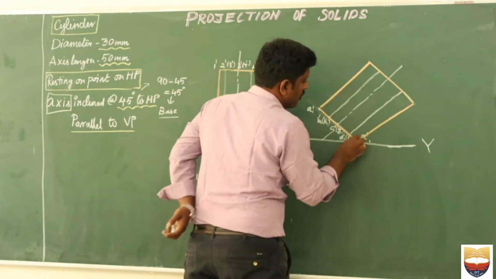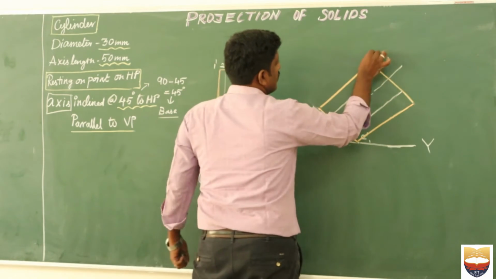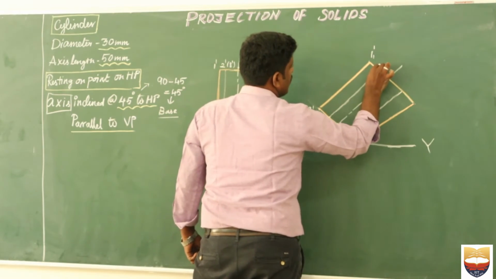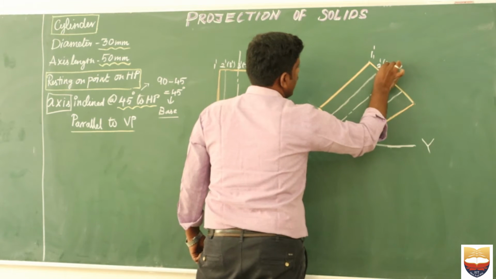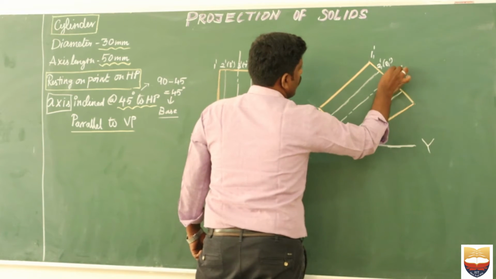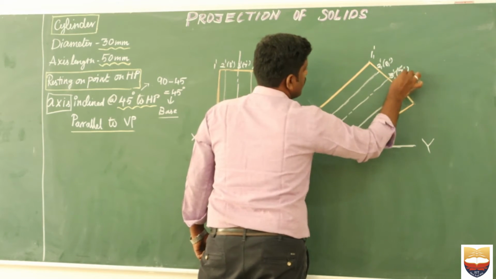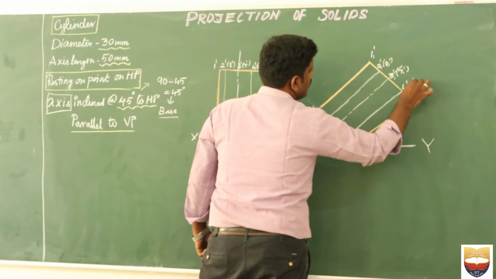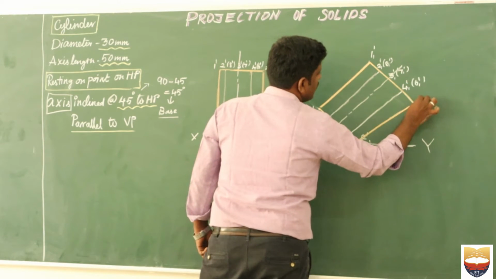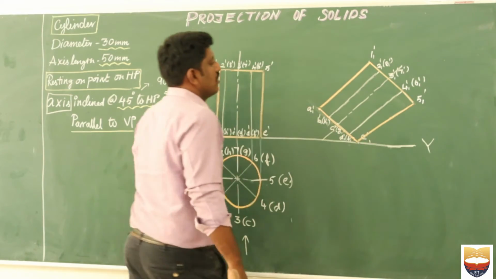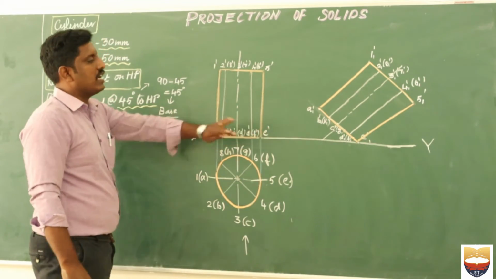And parallelly I have to give the name at the top. You can see here, this is my 1 dash, this is my 2 1 dash, within the bracket 8 1 dash, this is my 3 1 dash, within the bracket 7 1 dash, this is my 4 1 dash, within the bracket 6 1 dash, and this is my 5 1 dash. So now I have completed the inclined front view.